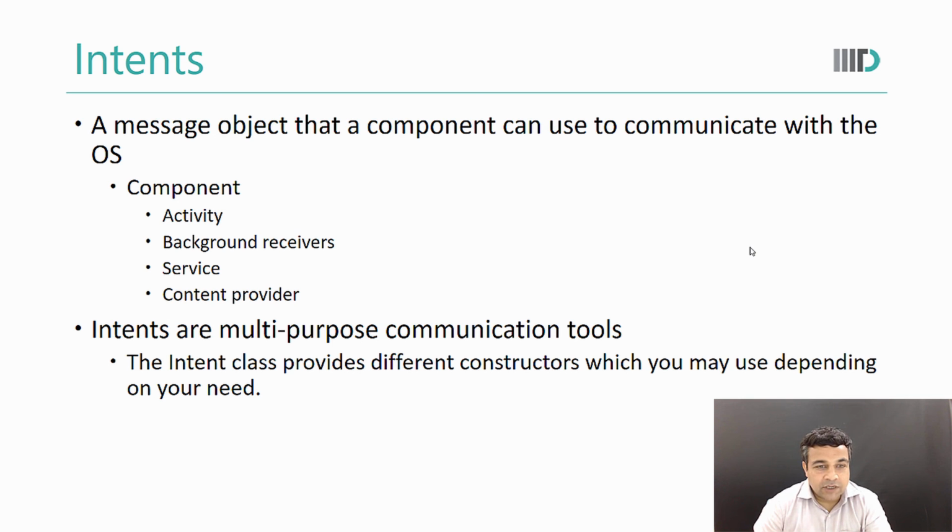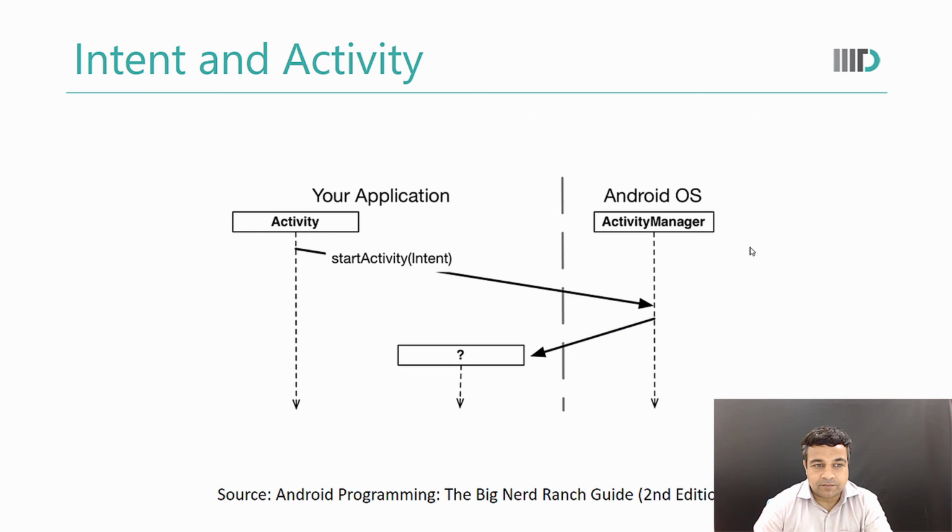Intent is a message object that a component can use to communicate with the OS. Four major components: activity, background receivers, services, content providers. And intents are used mainly as a multi-purpose communication tool. Like we saw, we use an intent to pass the data to the child activity, and then we used an intent to pass the result from the child activity to the parent activity.